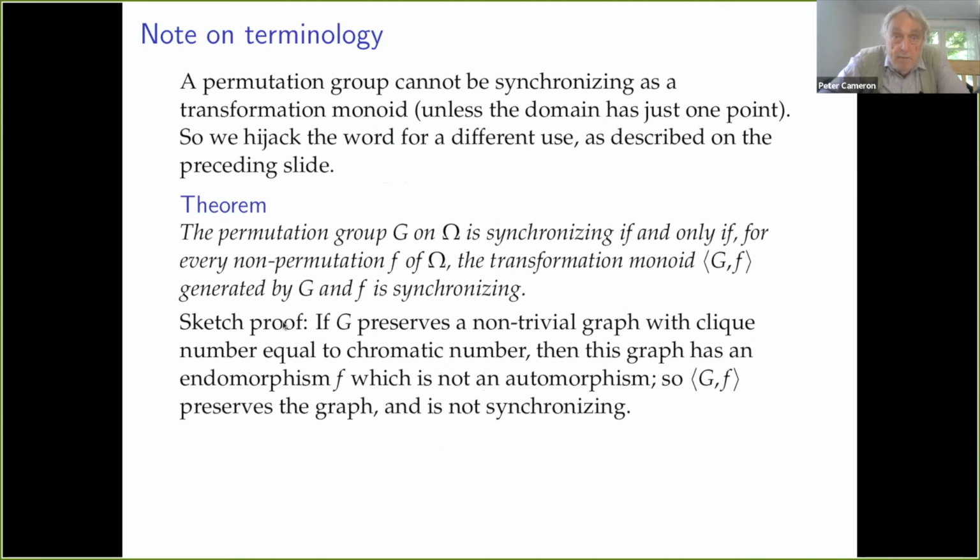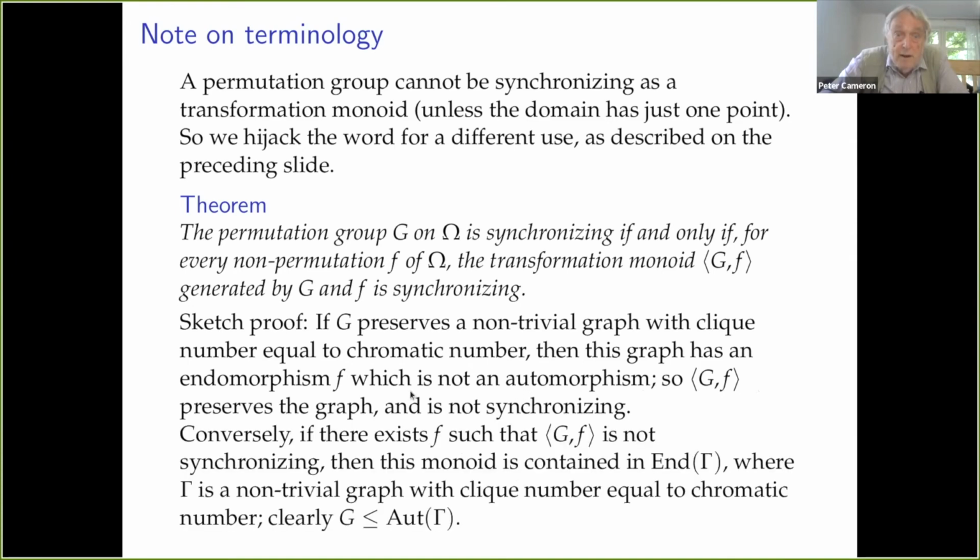And a quick sketch of the proof. If G preserves a non-trivial graph with clique number equal to chromatic number, as I pointed out, this graph has an endomorphism F, which is not an automorphism. It collapses everything down to the clique. And so the monoid generated by G and F preserves this graph, and so is non-synchronizing. And conversely, if this monoid preserves a graph, then G is certainly a group of automorphisms of the graph. And by the way we did the construction, we can say that the graph is weakly perfect.